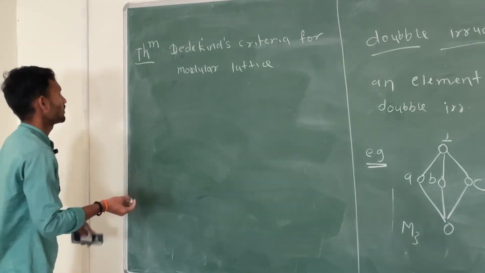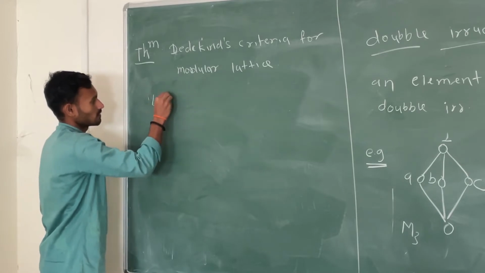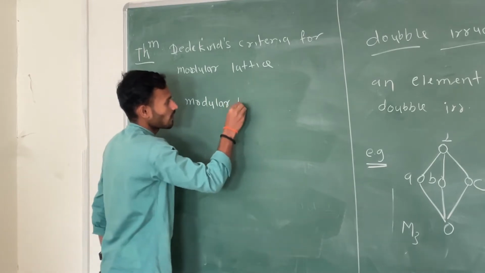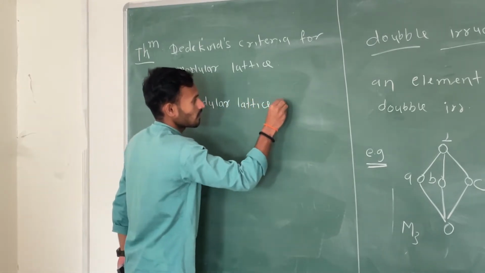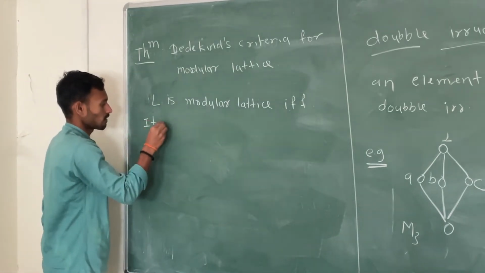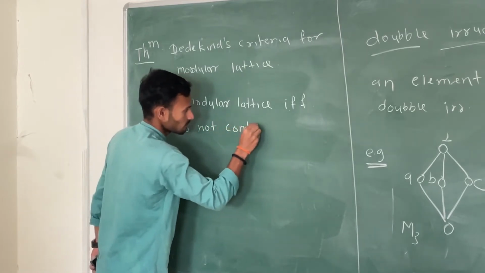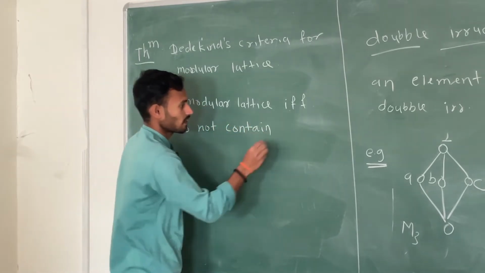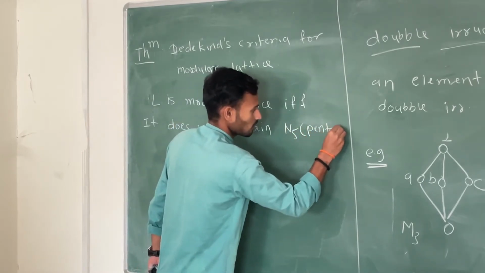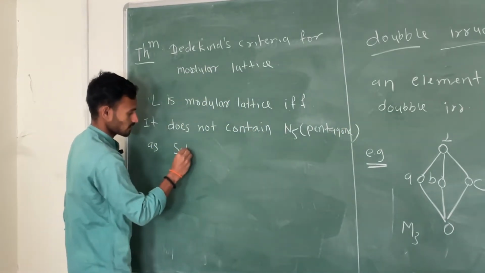So theorem statement: L is a modular lattice if and only if it does not contain N5, which means the pentagon, as a sublattice.